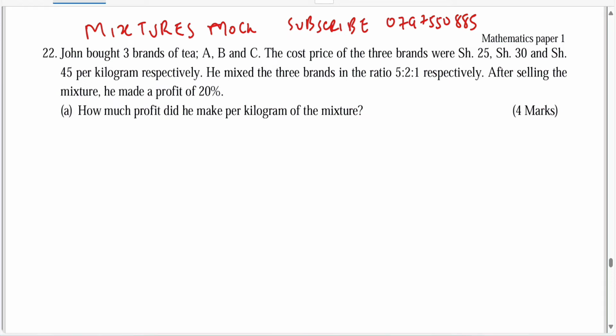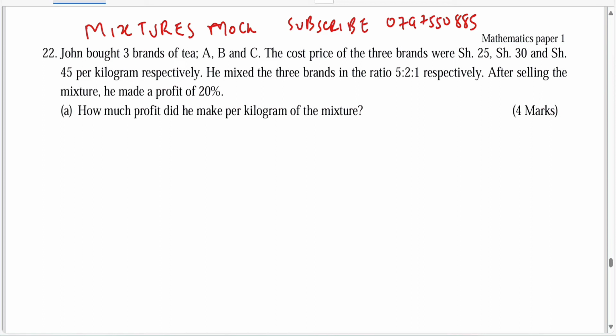Subscribe. So okay, the question says John bought 3 brands of tea A, B, and C. The cost price of the 3 brands were 25 shillings, 30 shillings, and 45 shillings per kilogram respectively. Okay, he mixed the 3 brands in the ratio 5:2:1 respectively. So after selling the mixture, he made a profit of 20%. Question A, how much profit did he make per kilogram of the mixture?